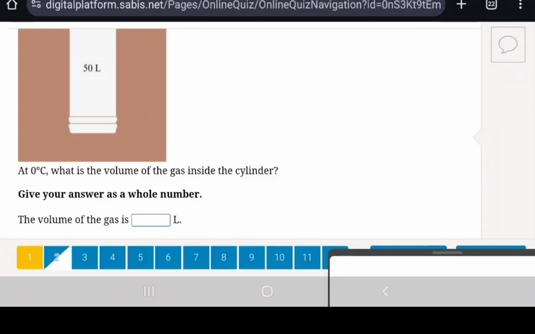Today we will be solving the Term 2 Week 2 Chemistry quiz. Let's get straight to it.